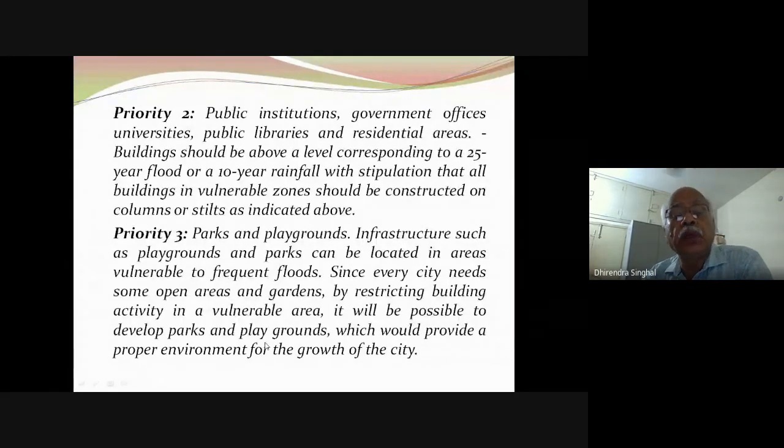Priority three: parks, playgrounds, and infrastructure such as floods. Just check that in Delhi, Rajghat and Shantivan are all along the Yamuna. They can be located in areas vulnerable to frequent floods. Since every city needs some open areas and gardens, by restricting building activity in vulnerable areas, it will be possible to develop parks and playgrounds, which would provide a proper environment for the growth of the city.